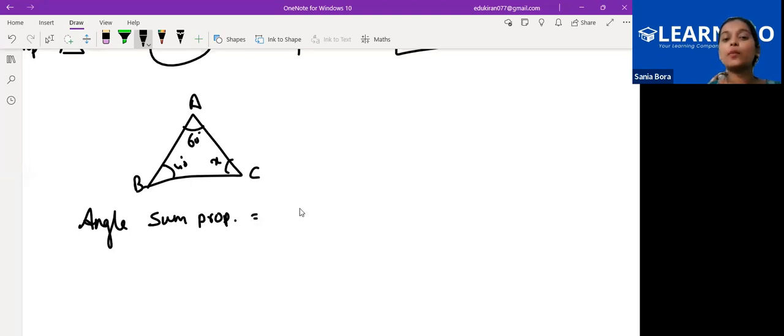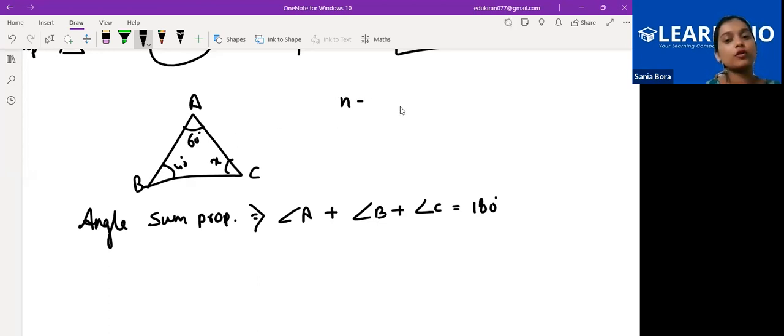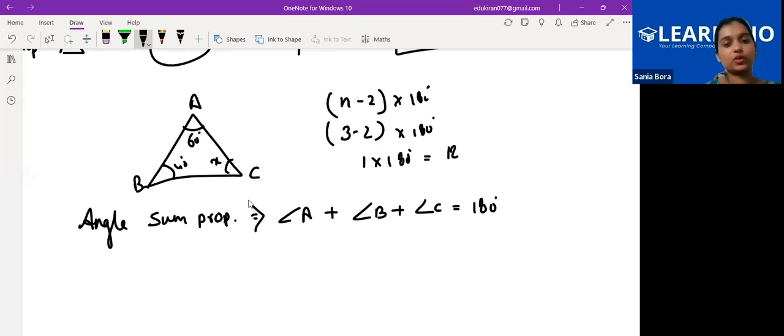So what does the angle sum property say? Angle A plus angle B plus angle C would give you 180. First of all, you should know the angle sum property of a triangle. With the help of the formula, 3 minus 2 multiplied by 180, so 1 multiplied by 180 means the angle sum is 180. So angle A is 60 degrees plus 40 degrees plus x equals 180 degrees.